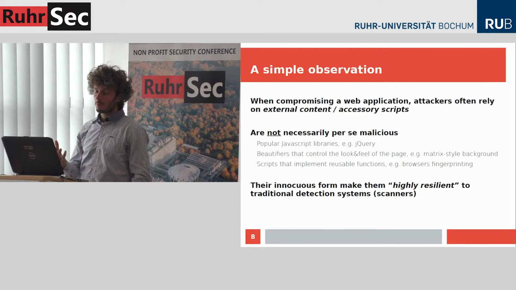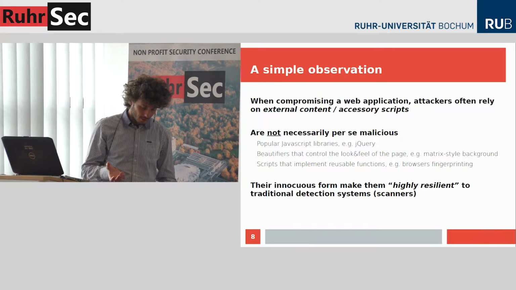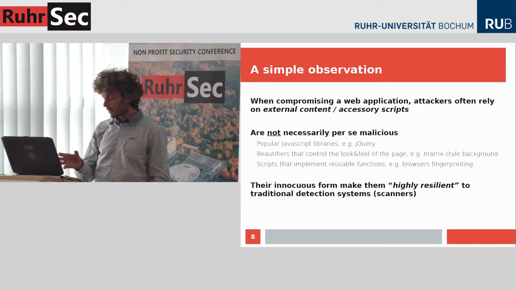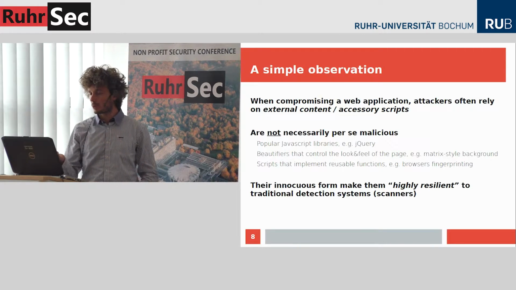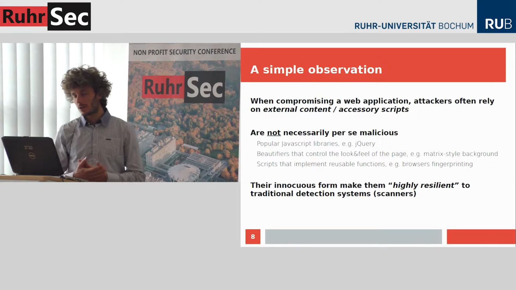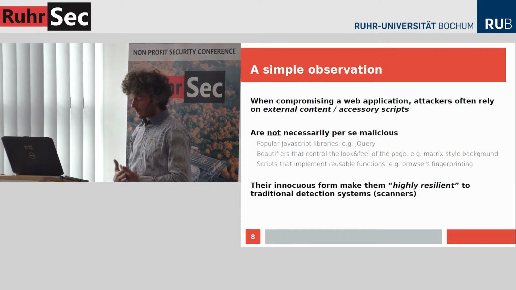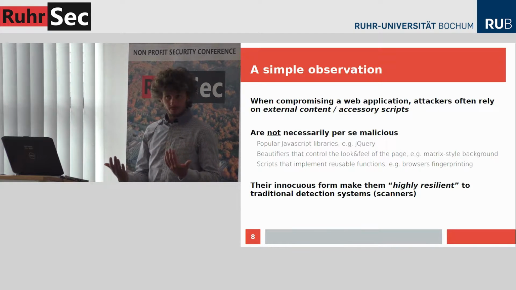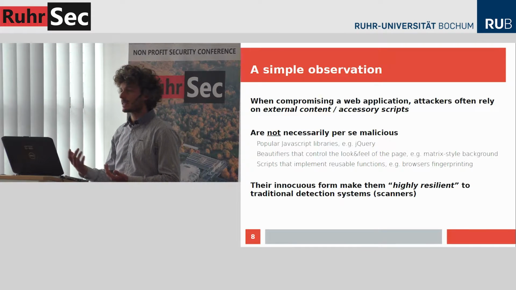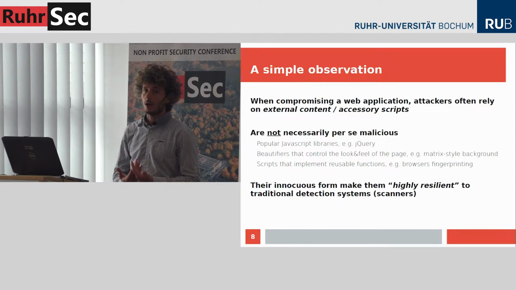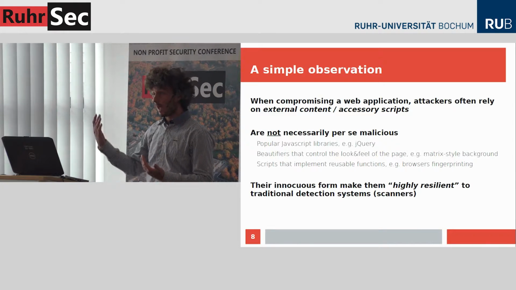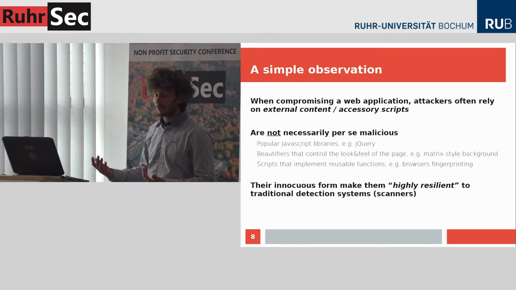So this simple observation is that when an attacker compromises a web application, what he often does is rely on external content, what we call accessory scripts. For example, in this case, to render the page. It could be like the CSS they use to have the thunderstorm background, or a matrix style background.